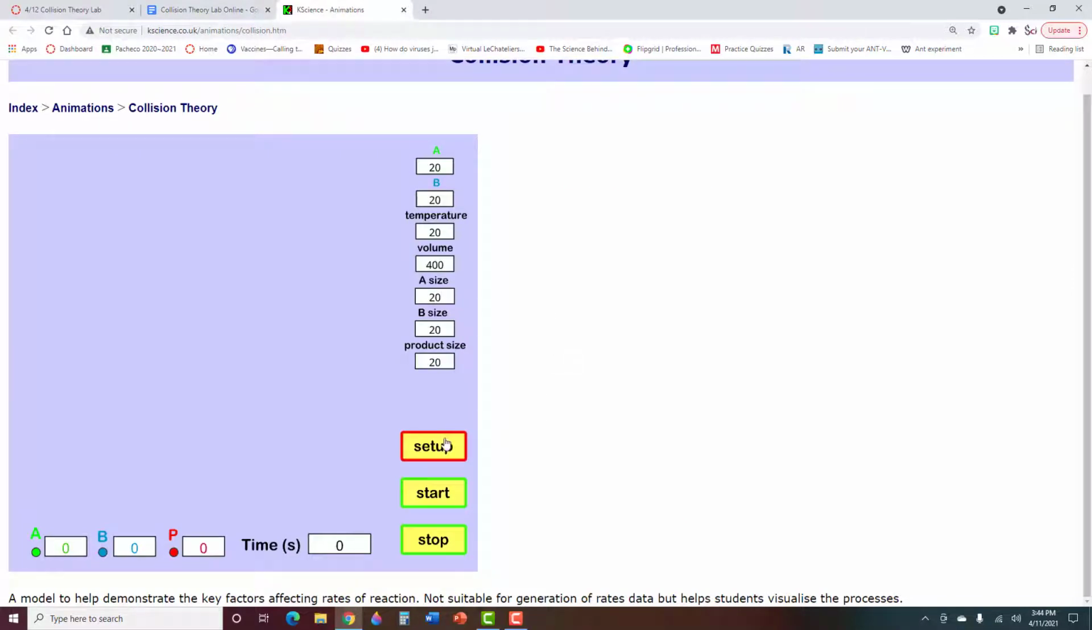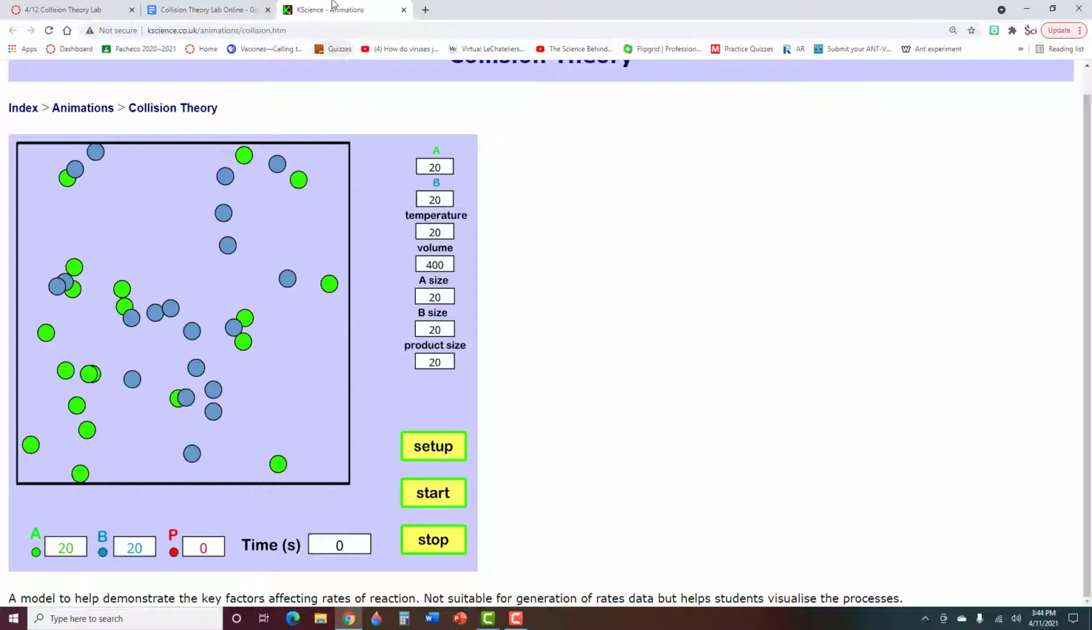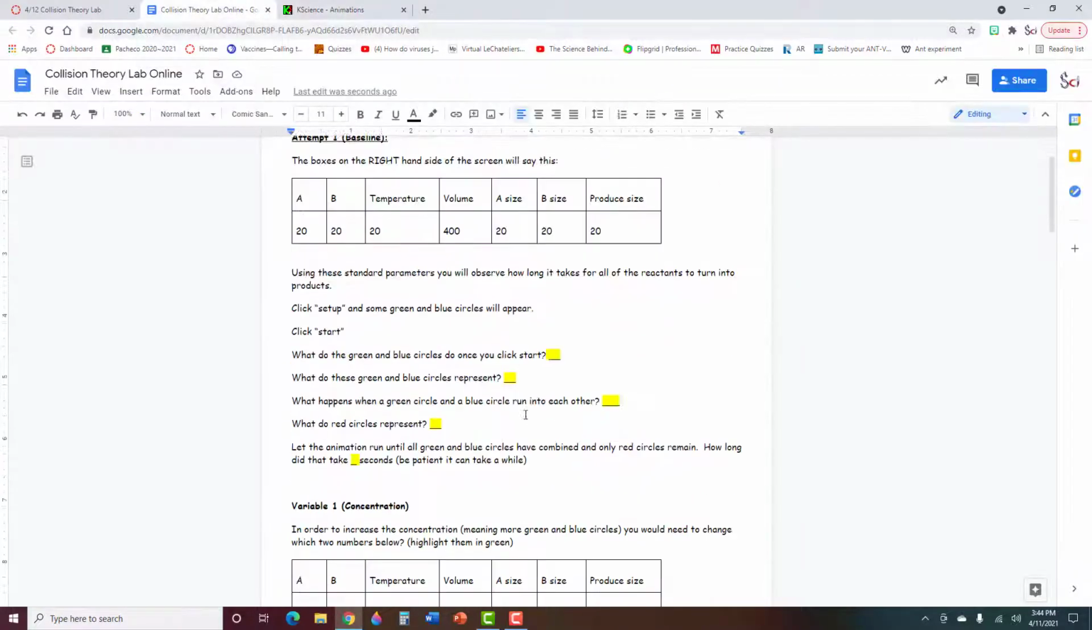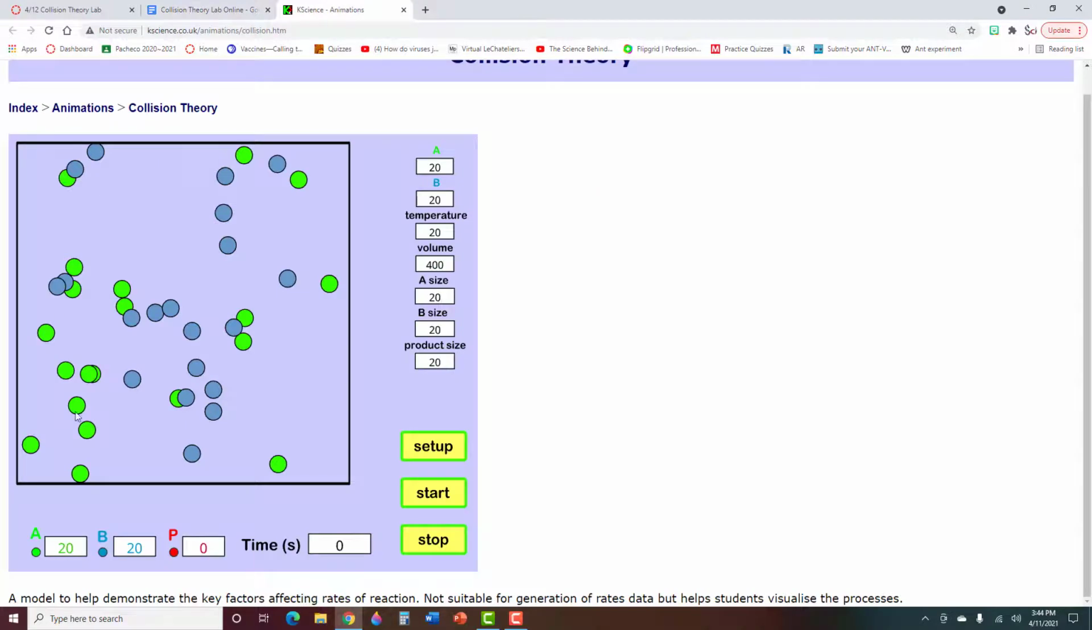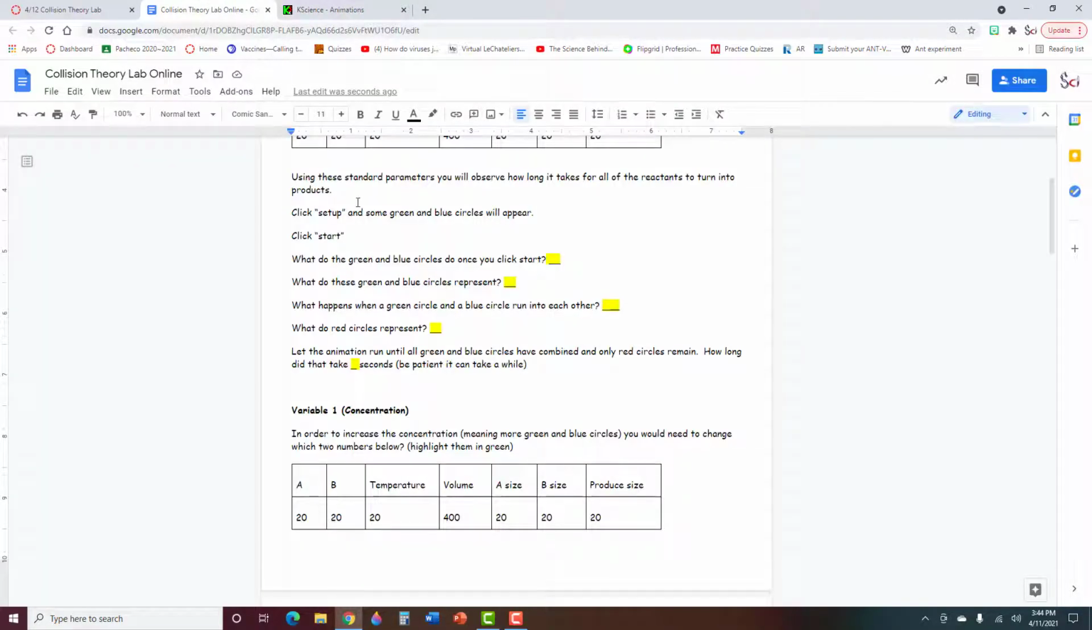All right, so I click setup, and I got some green and blue circles here. It says using these standard parameters, you'll observe how long it takes for all of the reactants to turn into products. So these are reactants. Click setup and some green and blue circles appear. I did that. Click start.